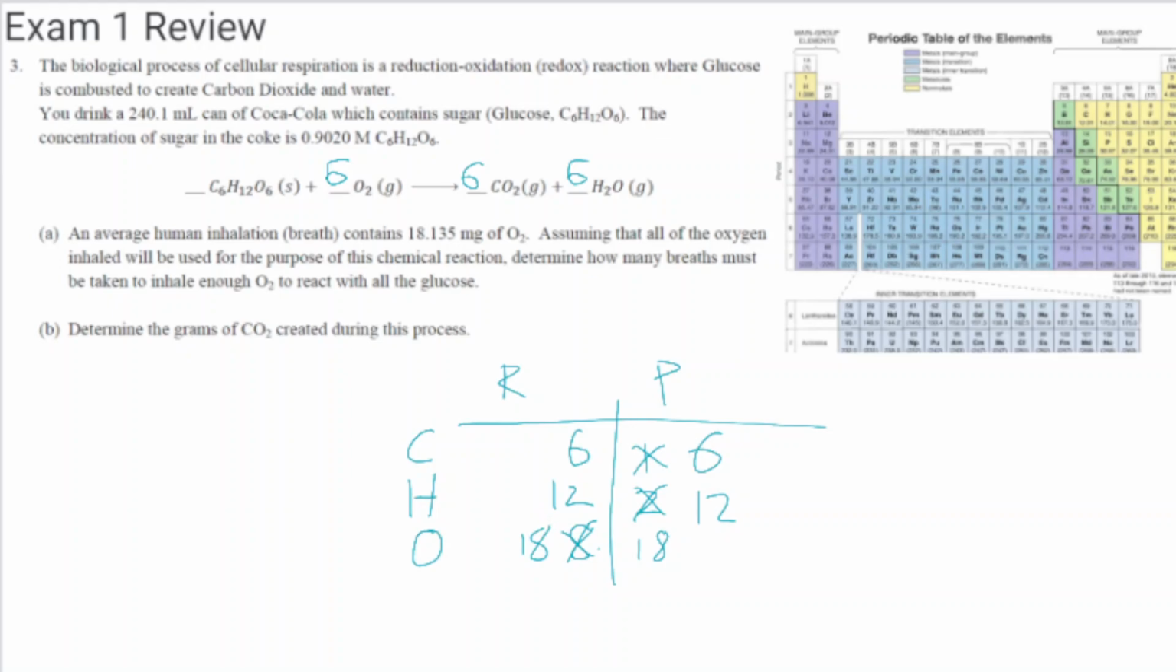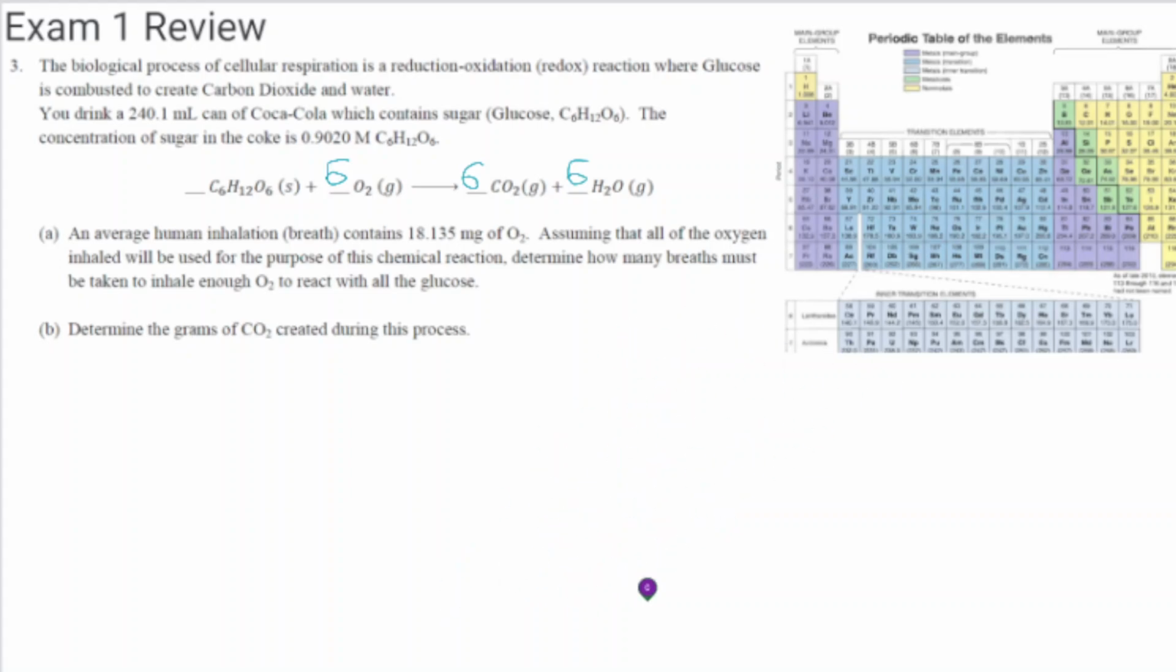So we have 6 carbons on the reactant side, 6 carbons on the product side. We have 12 hydrogens on the reactant side, and 12 hydrogens on the product side, 18 oxygens on the reactant side, 18 oxygens on the product side. So now all the elements are equal between the reactants and products, and so the thing is balanced. All right, let's continue on with reading the question.